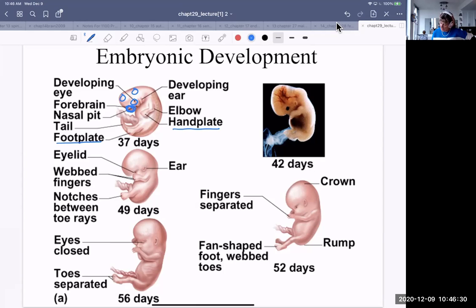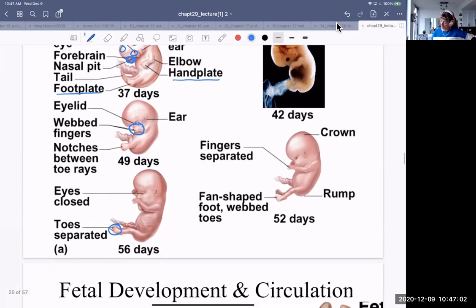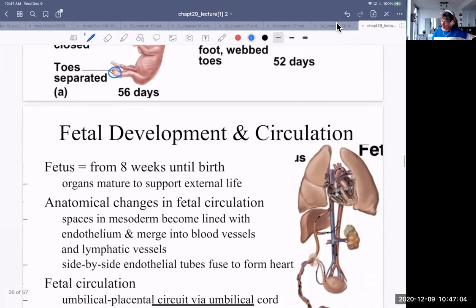At 49 days, there are some webbed fingers. Occasionally, there will be births with webbed fingers, and that's where apoptosis has not occurred. Apoptosis is programmed cell death, so that webbing will disappear with that, but very occasionally it does not. At 56 days, the toes are separated. Eyes are there, but closed. Yeah, so a few stages of development.